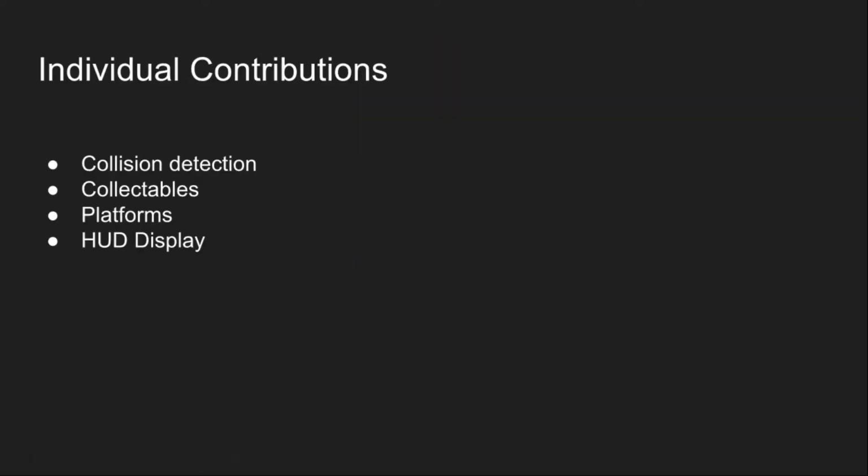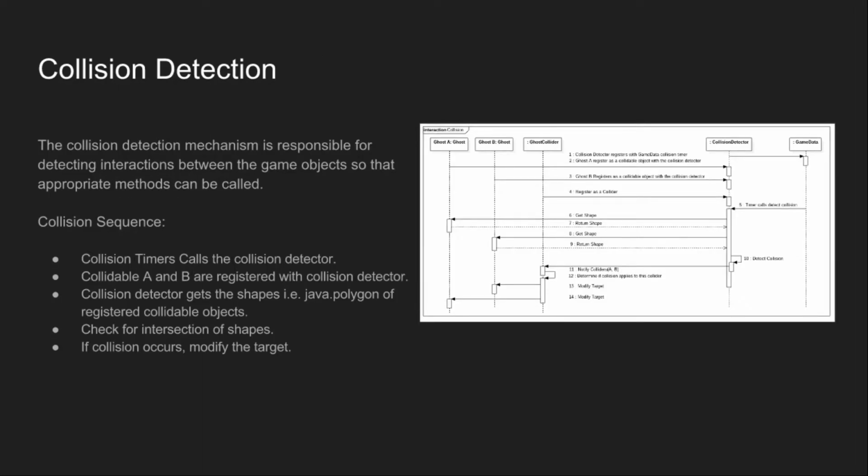During the whole project, my main focus was on collision detection, collectibles, platforms and HUD display in the Archer Man game. The collision detection mechanism is responsible for detecting interaction between the game objects so that the appropriate methods can be called. You can see on the right the sequence diagram for the collision that was implemented.